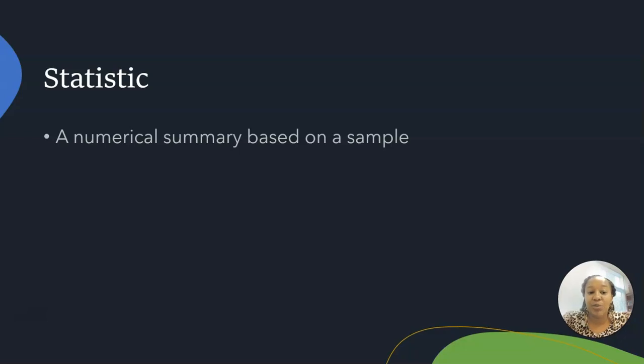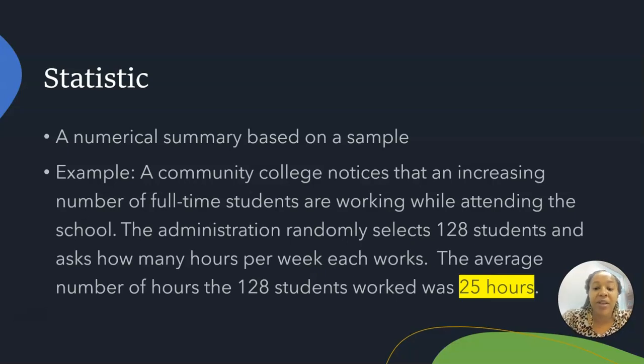All right, and statistic. A statistic is a numerical summary based on a sample. So the numerical information that we collect from the sample is our statistic. So in this example, the students reported on average that they worked 25 hours per week. So basically they took the hours that each student reported and they took the average of it. To take the average, they would add up all of the hours and divide by 128, because it's 128 students. And they got an average of 25 hours.